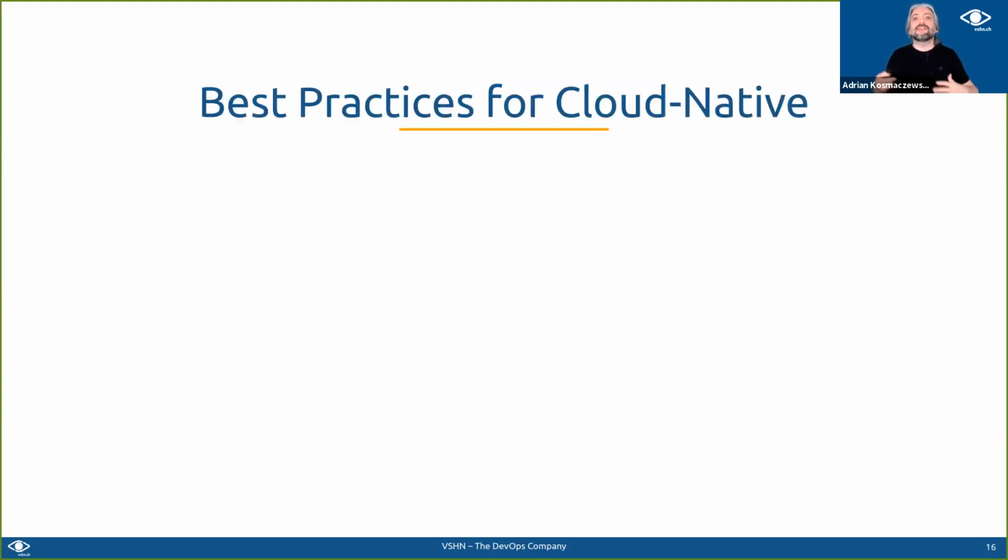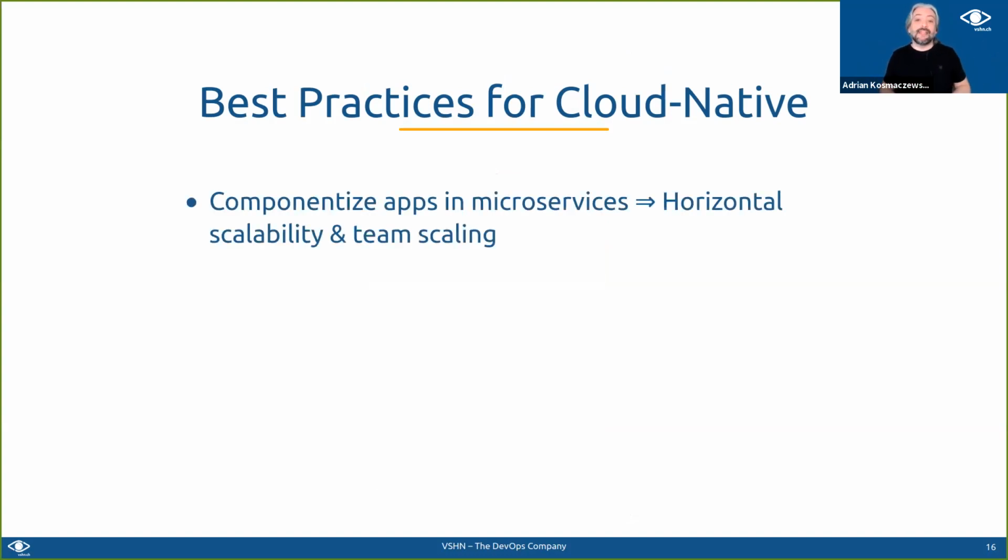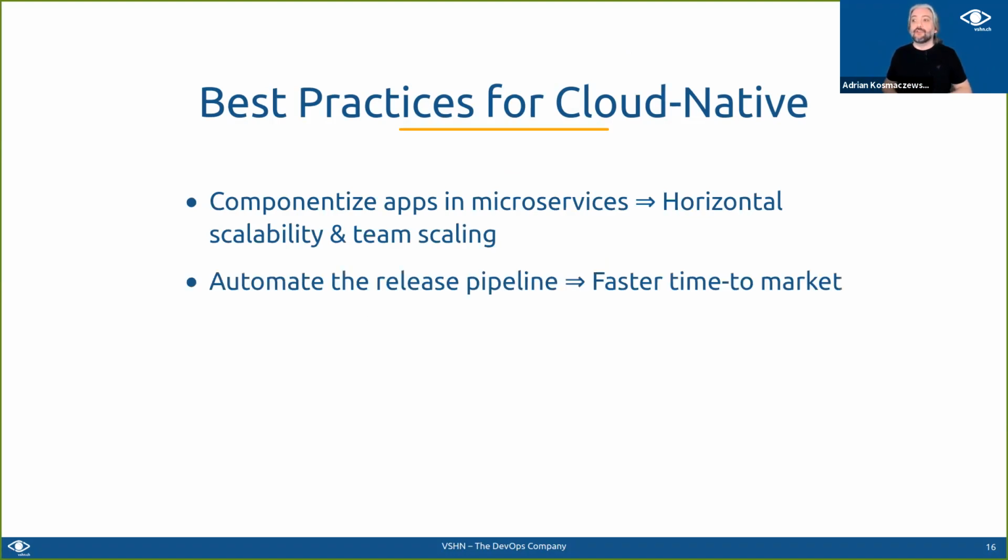Now, let's talk about some best practices for cloud-native apps. The teams wishing to create cloud-native apps should keep some guidelines in mind. First of all, componentizing your application in microservices brings the benefit of horizontal scalability. The automation of the release pipeline through the use of CI/CD and infrastructure as code decreases your time to market and helps your teams grow.